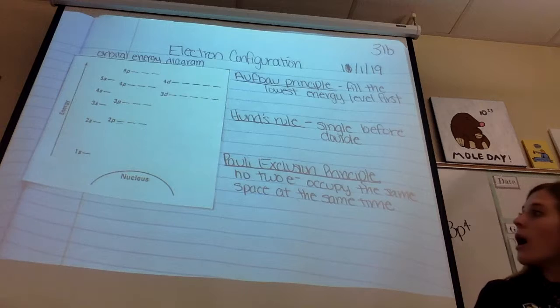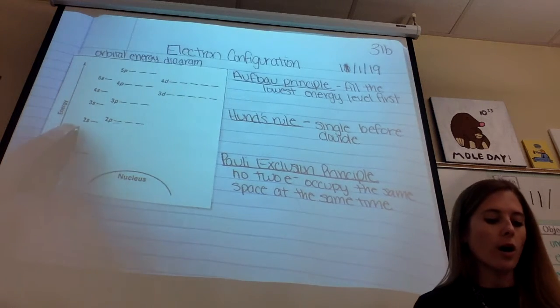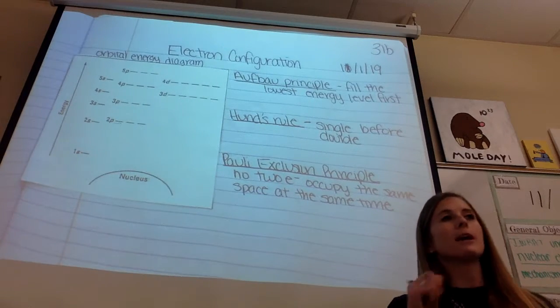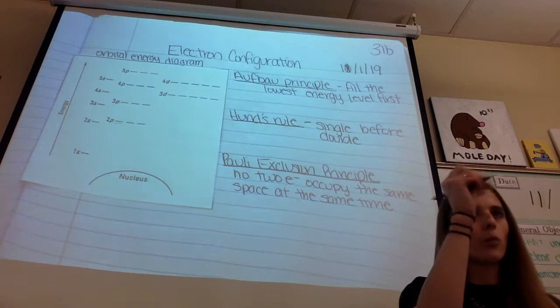All right, so what we're going to do to start putting electrons into all of these little orbitals is we're going to make a mark that's going to represent an electron. We're not just going to say like 1.